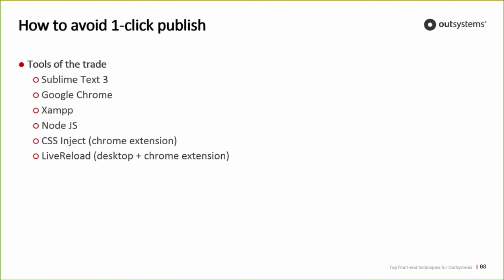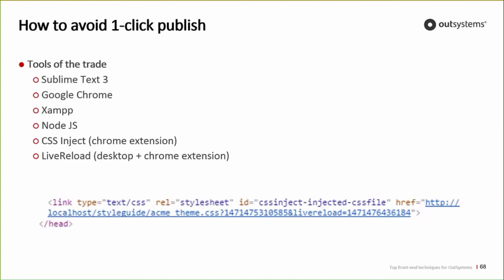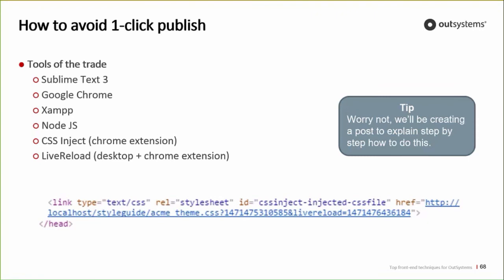What this enabled him to do was to work in Sublime Text, and while typing and saving the file, the page would automatically reload and immediately reflect the changes he was making. In practical terms, the CSS Injection extension in Chrome adds a style sheet, and since it's added at the end of the head, it overrides the other changes that were done in the theme. So this enables you, for example, to bring the entire theme to your file and start changing it, then take the changes back to Service Studio, and then publish. Do not worry too much, because we will be creating a post explaining step by step how to install and do this.